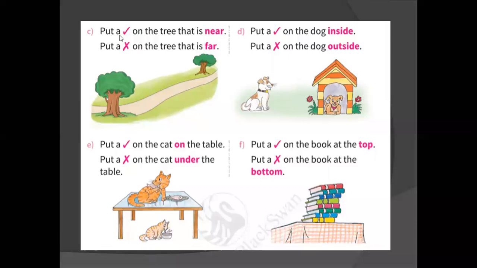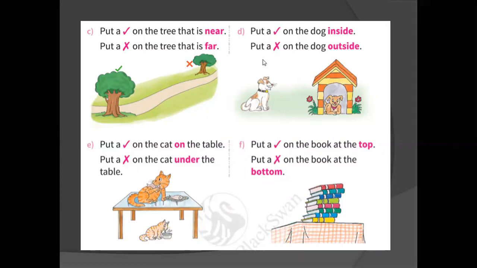Next, C. Put a tick on the tree that is near. Put a wrong on the tree that is far. Near means which is close to you. Far means which is away from you. Now we will put a tick on the tree which is near to us. And we will put a wrong on the tree which is away from us.